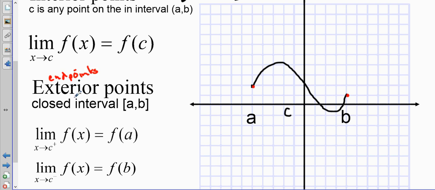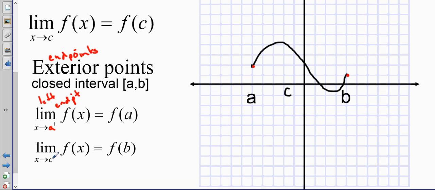If you have an exterior point, so you have a closed interval from A to B, then if you plugged in the limit as you approached A, the endpoint, from the right, and that equals f of a, that's going to be continuous. This would be the left endpoint. Now, right here, in the same way, if you took our b value and you approached it from the left side, so I have to go this way, this would be our right endpoint.